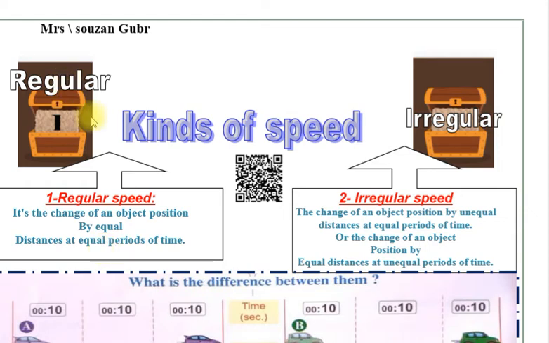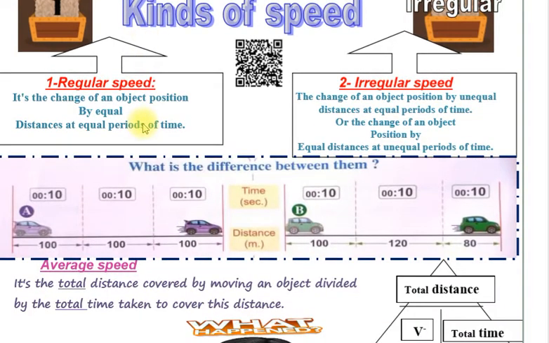Did you know that we have two types of speed? How can we differentiate between the two types of speed? Actually, if we suppose that the path of an object is clear, without obstacles or any traffic, the object will move at regular speed.